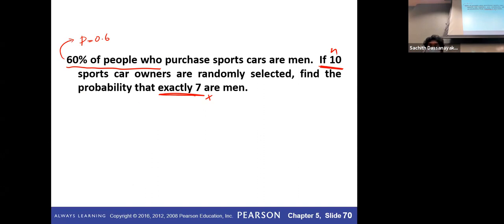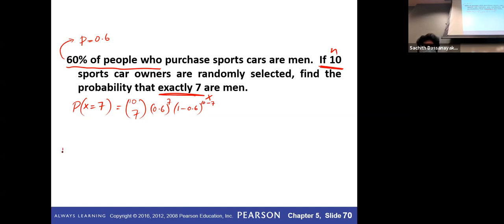They ask what? Find the probability that, sorry, they don't ask for the mean, right? I thought that they asked me. So you have to plug the values: 10, 7, P 0.6 to the power 7, 1 minus 0.6, 1 minus P to the power 10 minus 7.